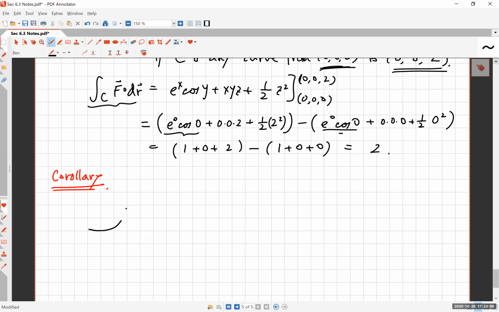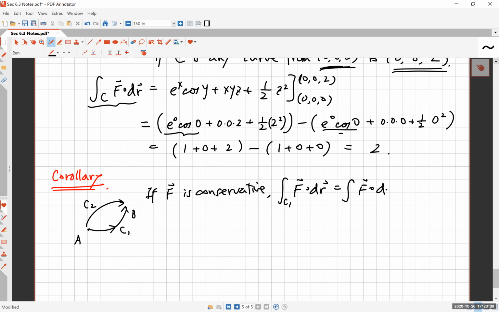Right. What I said is it doesn't matter if you go from A to B in this way or in any other way, right? So guess what? If this here is C1, C2, okay, if F is conservative, what I said is the integral of F dr over C1 is equal to the integral of F dr over C2, okay?